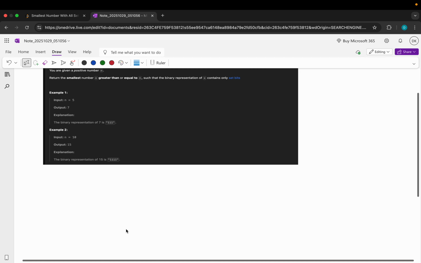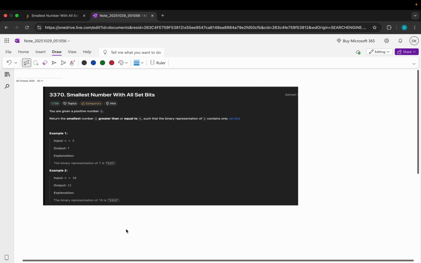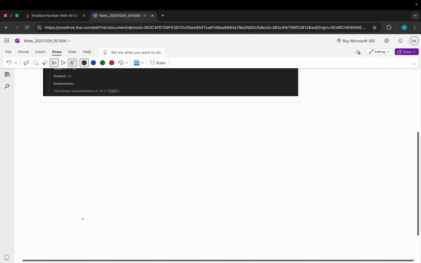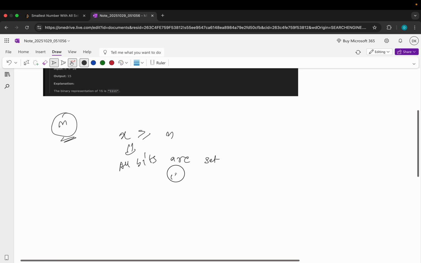So hey guys, today we are going to solve Leetcode's daily question, smallest number with all set bits. Here we are given a number n, and we need to find a number x that is greater than or equal to n such that all bits are set. It must be of the format 1 1 1 1 and so on, all ones.